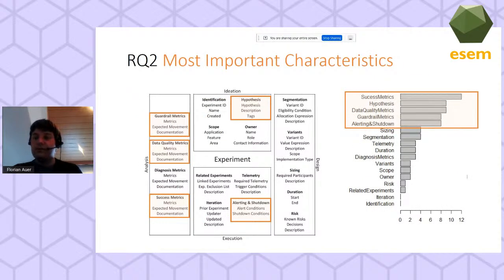Regarding the most important characteristics, the majority of experts declared similar characteristics as important. According to the results, the most important aspects are to define the goal of the experiment and quantify when it is reached, measure the collected data quality, define metrics to detect harmful experiments, and define alerting conditions as well as conditions at which the experiment should be stopped immediately.